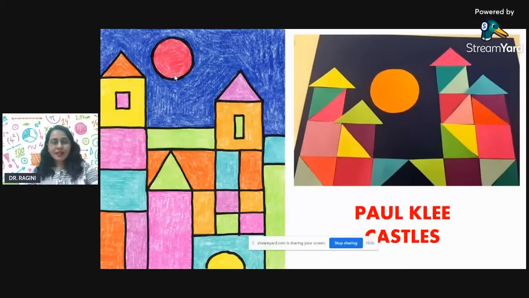This Paul Klee Castle and Sun art project was inspired by his famous Castle and Sun painting. One of his paintings was very famous, whose name was Castle and Sun. We got so inspired that this was introduced as a maths activity. It's the perfect work of art for young artists to imitate, as the idea of making a city out of basic lines and shapes is so easy to imitate.